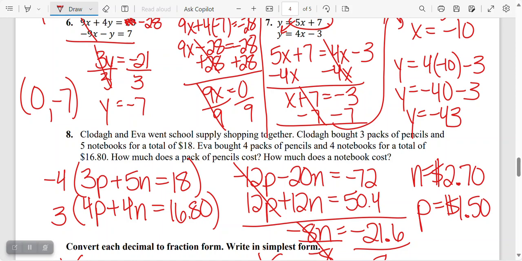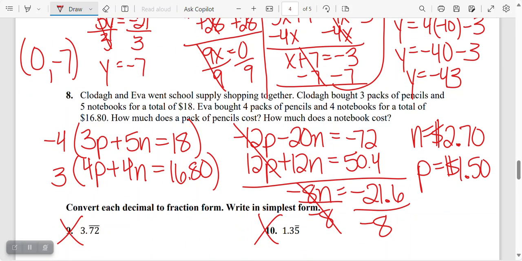Anyway, C and Eva went school shopping, supply shopping together. C bought 3 packs of pencils and 5 notebooks, total of $18. That's my first equation here in parentheses. Eva bought 4 packs of pencils and 4 notebooks for a total of $16.80. There's her equation there. I went ahead and had to multiply both equations by numbers so that I could get opposite coefficients. So I decided to multiply the top by -4 and the bottom by 3. You might not have done the same thing, but you should still get the same answer.